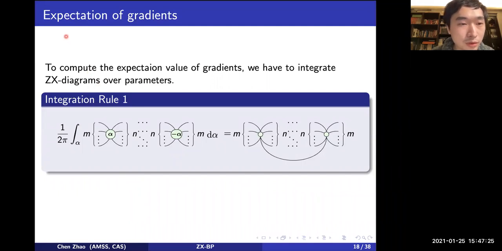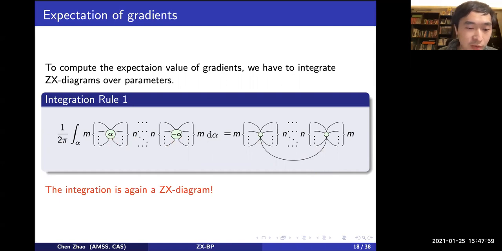If we want to compute the expectation of the gradient, we have to integrate the ZX diagram. So, we can use the integration rule. We prove this integration rule. If we want to integrate over the parameter alpha, we just set alpha to 0 and connect them with a normal edge. So the integration is again a ZX diagram.